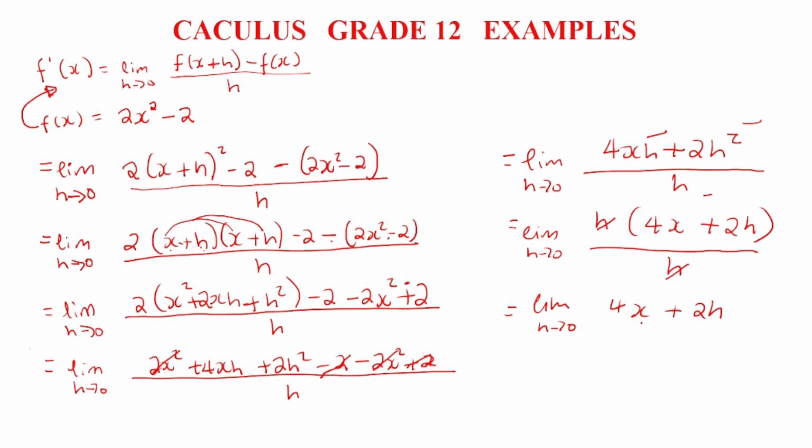Okay, now h has approached 0, so you're going to be left with 4x plus 2 times 0 there. Therefore, our answer will just be 4x. There is your answer. Now, can you see immediately when h approached 0, I substituted h equals 0 so that the examiner can see that and will be able to give me a mark.